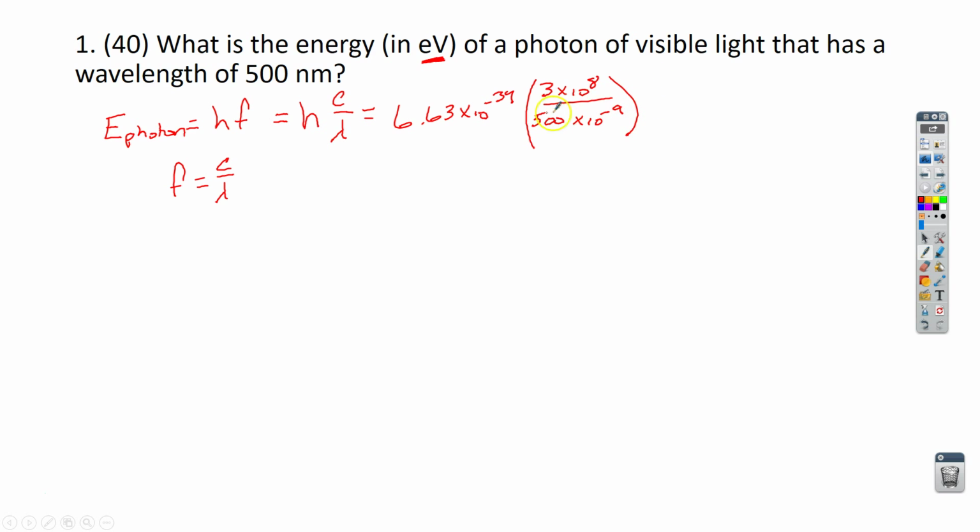And then they want this in eV. Since this will give you joules, we know that 1 eV is equal to 1.6 times 10 to the negative 19th joules. And that should give us our answer in eV. So if you multiply everything on the top, divide by the product of everything on the bottom, you should end up with about 2.5 electron volts. And that would be the energy of that photon of visible light.